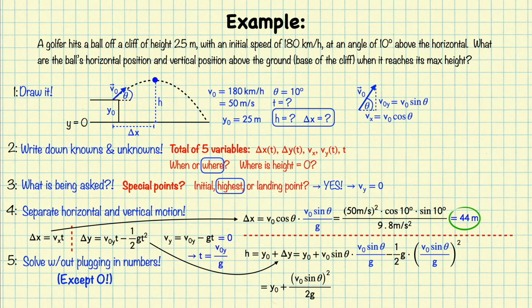And again, we now have an expression of the form, the thing we want, h, equals a bunch of stuff we already know. So we can plug in our numbers to find that the maximum height above the ground, the base of the cliff, is 29 meters. And that's it. Easy peasy lemon squeezy.